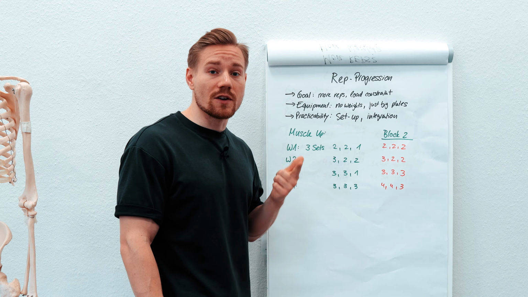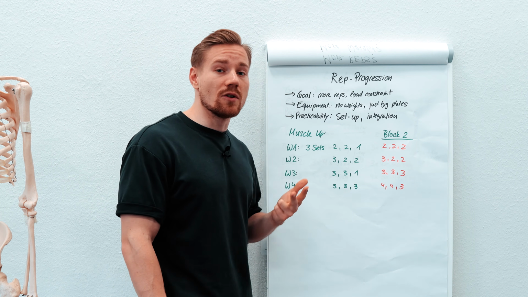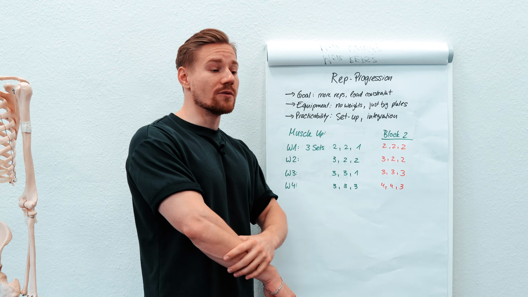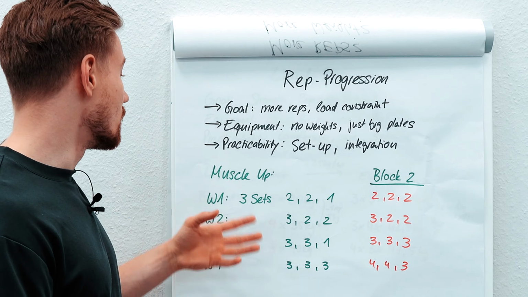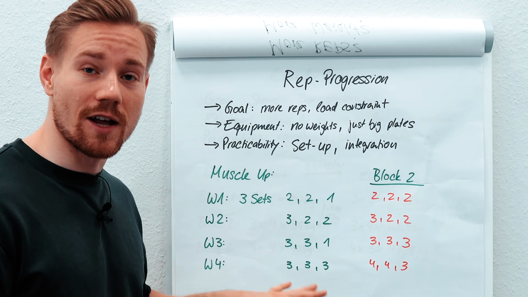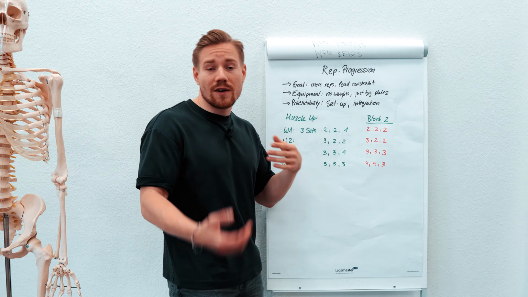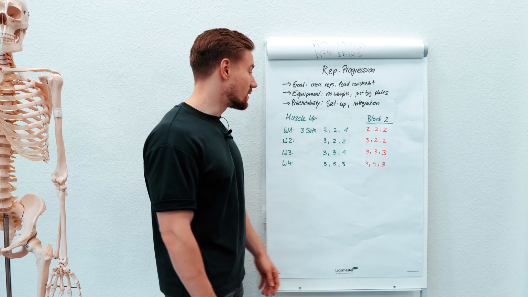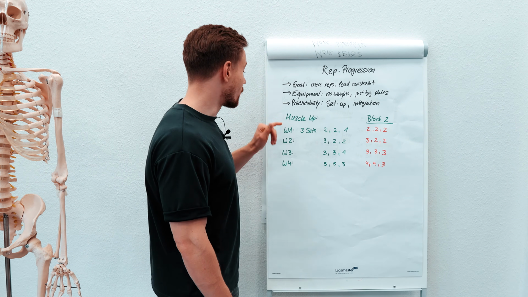You already have a decent amount of control over that element, and you already have very resilient structures from practicing a lot. So in this step, for that particular athlete, a rep progression to level up his muscle ups to like 5-6 repetitions is the goal. And that is something you can do with a rep progression.